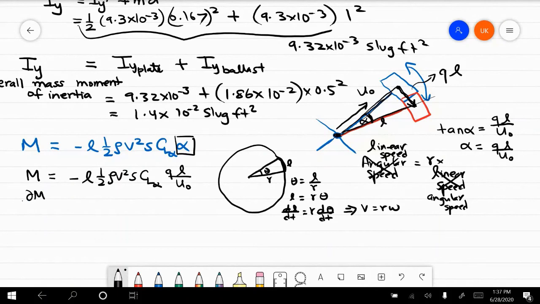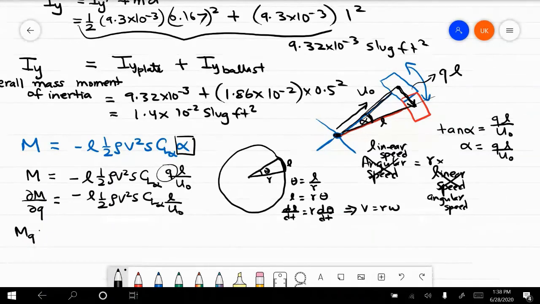So dM/dq will be equal to, you just notice the q there. When you take the derivative, you'll get minus L times half rho V square S CL alpha times L over U naught. So we are now ready to calculate dM/dq, and we actually need Mq, which is dM/dq over Iy.